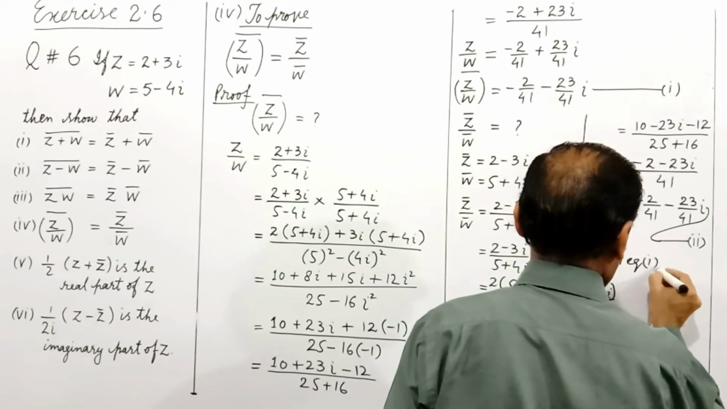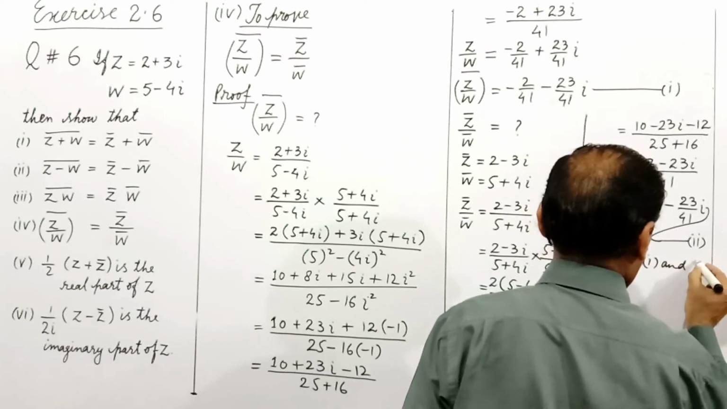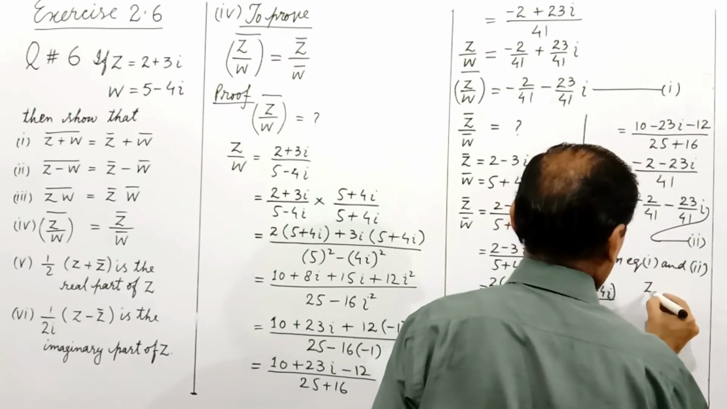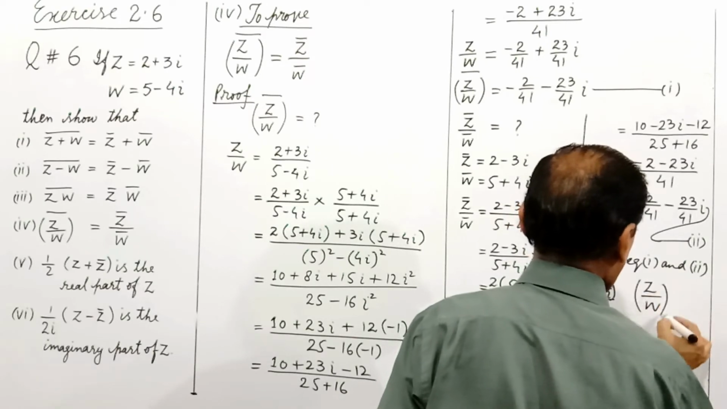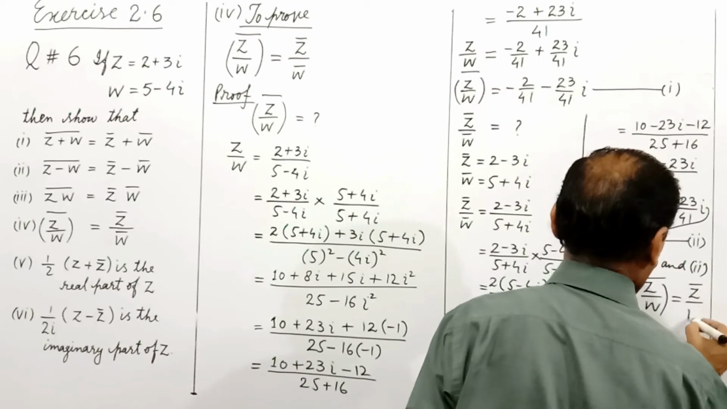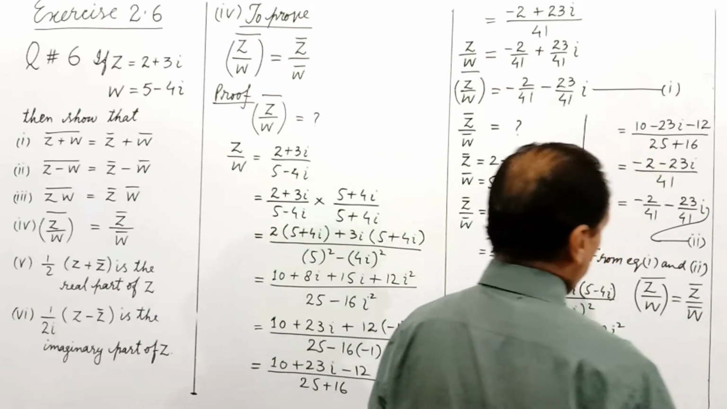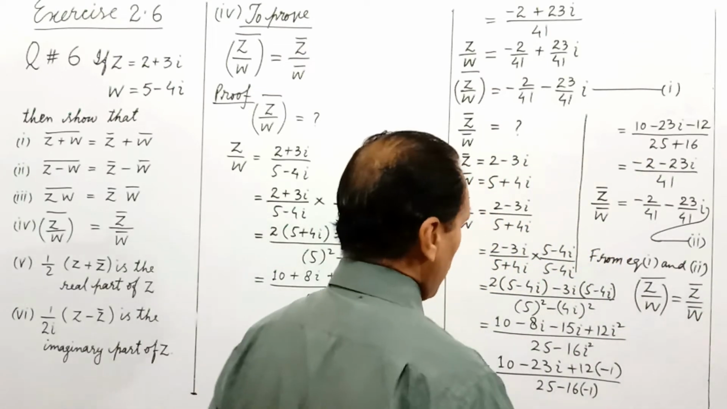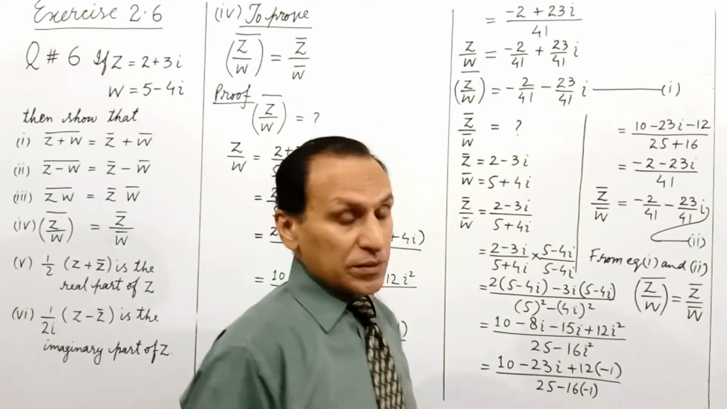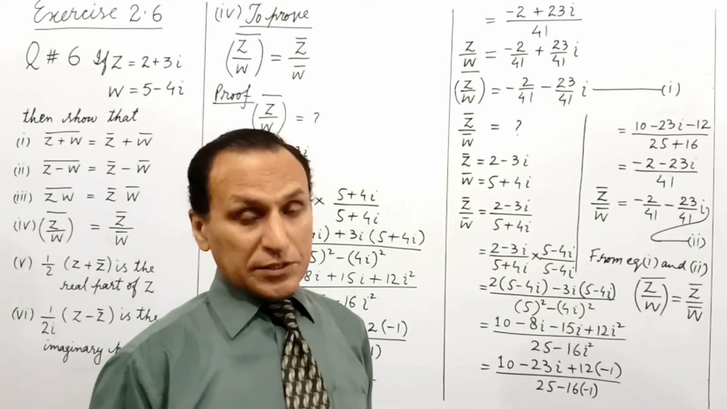From equation 1 and 2, we get Z over W whole bar is equal to Z bar over W bar. Hence, that is proved. So that is the proof of the part 4 of this question number 6.